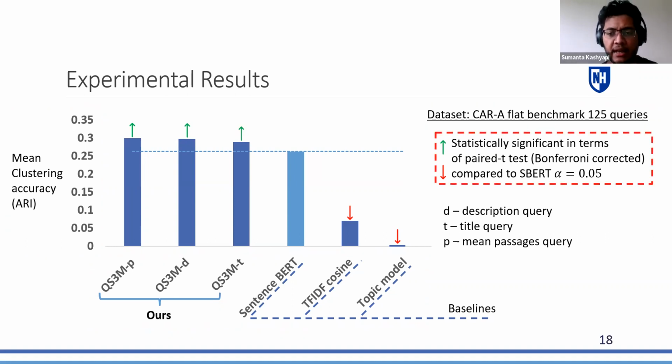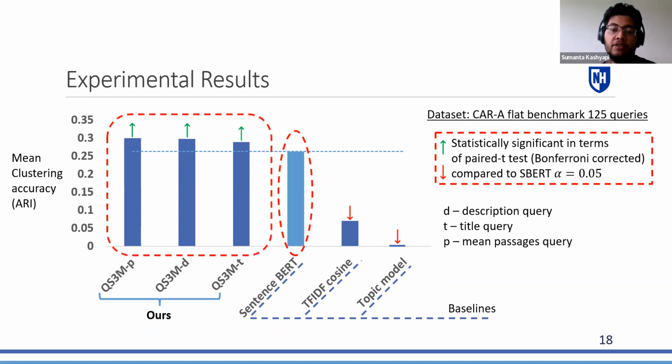The green and red arrows here denote statistically significant results in terms of paired t-test with Bonferroni correction and with respect to our baseline, SentenceBERT. This is a strong recent neural baseline.